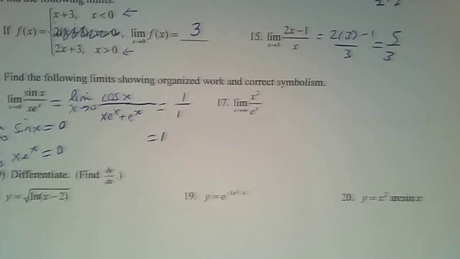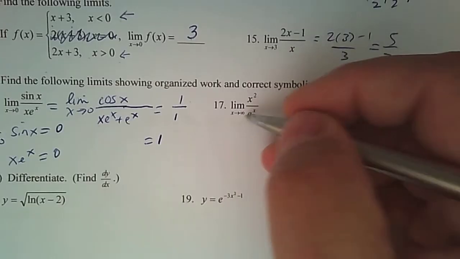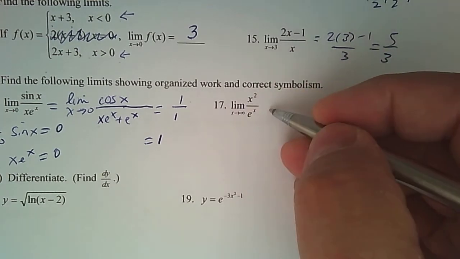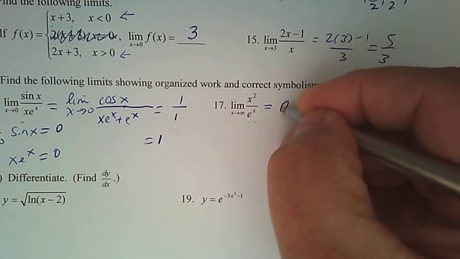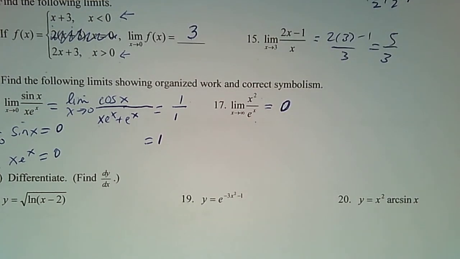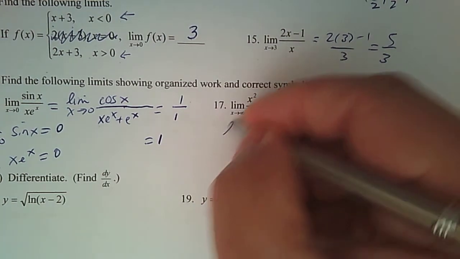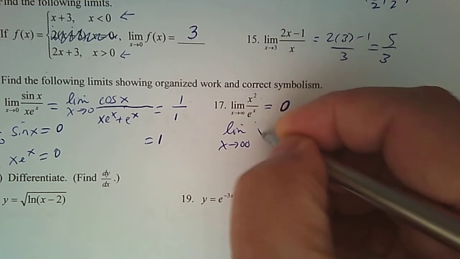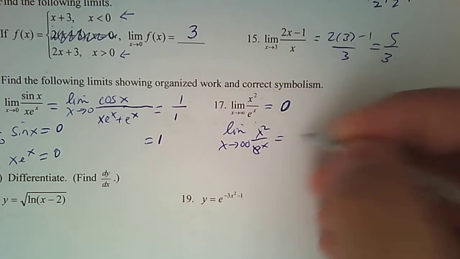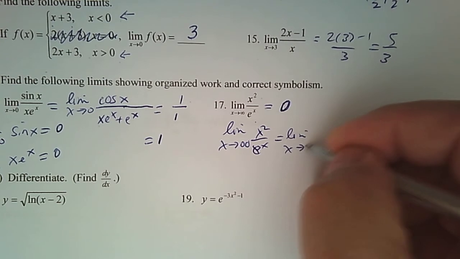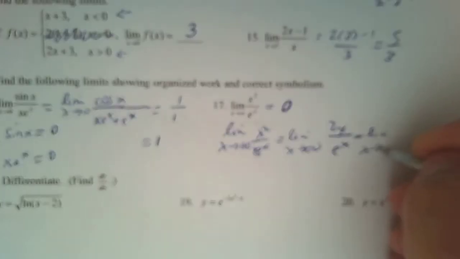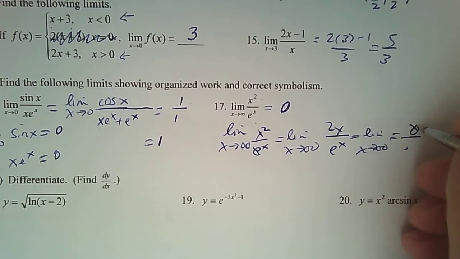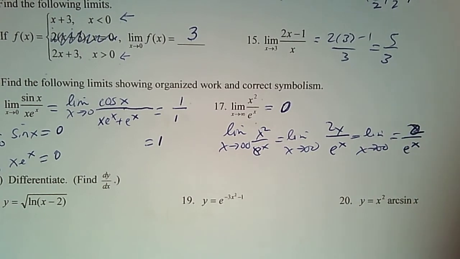Number 17, a limit question. So again, this is a great one because when it's approaching infinity, is the numerator increasing faster or the denominator? And because the denominator is increasing faster, the answer is 0. You could also use L'Hopital's rule. And then for L'Hopital's rule, the derivative over the derivative over the derivative, oops. But you get the idea that the answer is going to be 0.